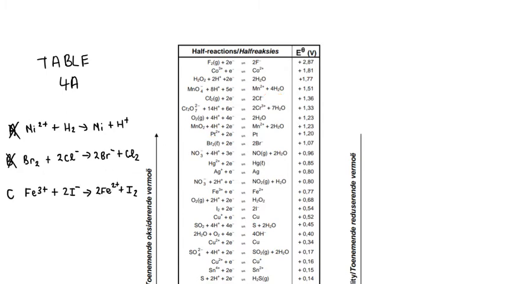Alright, now let's try to find the components of option C. We're looking for Fe3 plus together with Fe2 plus, and that's going to be this one over here, but we're concentrating on the Fe3 plus. And then we're looking for iodine.